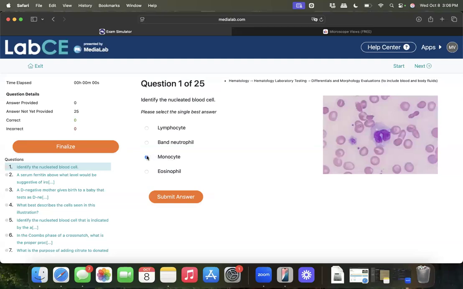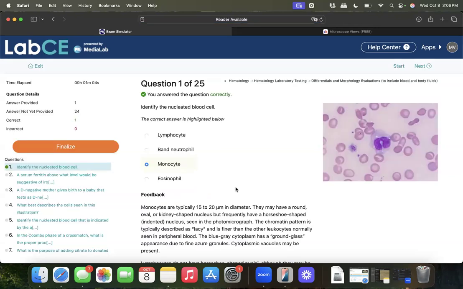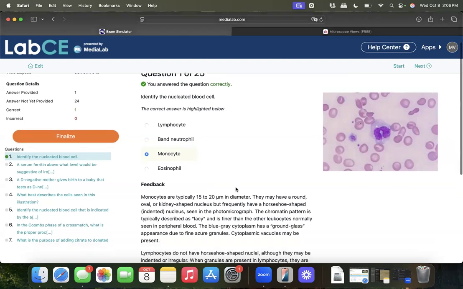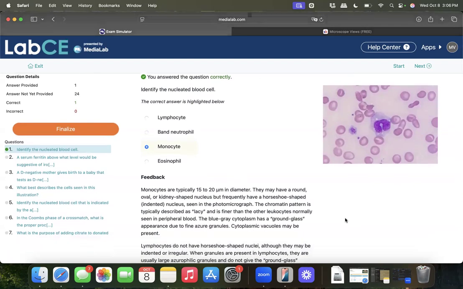Yes, we're saying mono. This is definitely a monocyte, and I was trying to describe it to my viewers on TikTok and Instagram, exactly. So monocytes, it says typically 15 to 20 micrometers in diameter. They have a round, oval, or kidney-shaped nucleus, but frequently have horseshoe-shaped indented nuclei seen in this photograph.